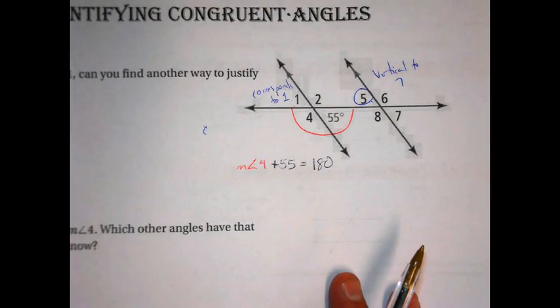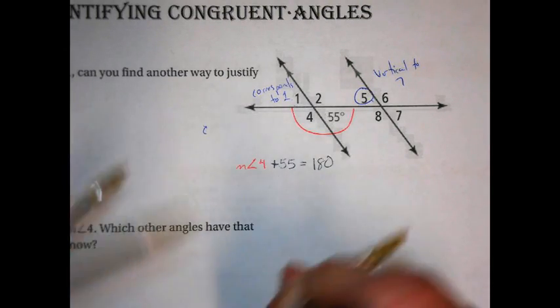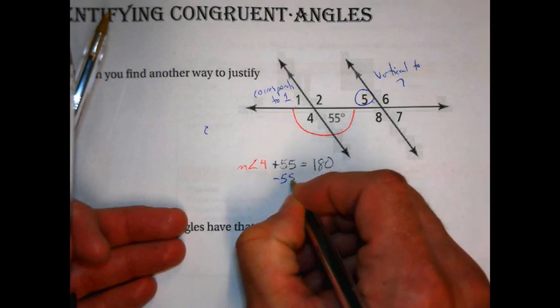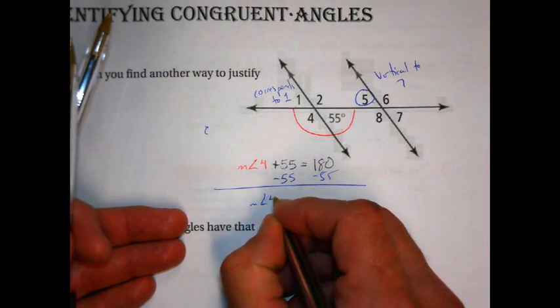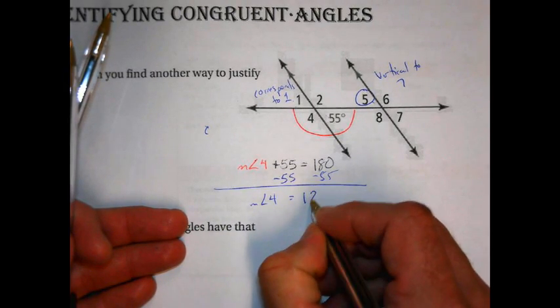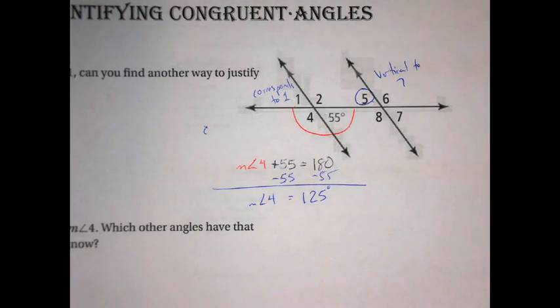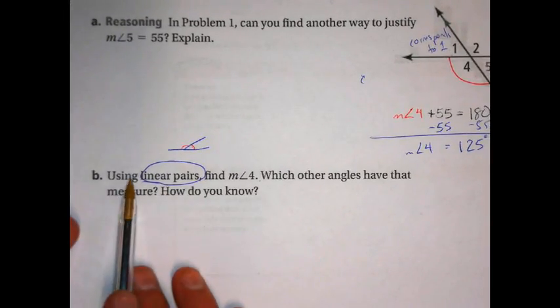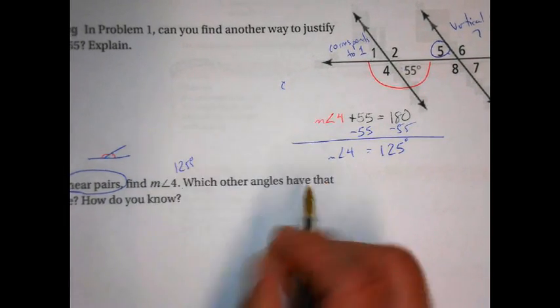So how do we find the measure of angle 4? Very simply, we subtract 55 from both sides, or subtract 55 from 180, and we find out that the measure of angle 4 is, in fact, 125 degrees. Okay, so we now know the measure of angle 4. So using linear pairs, find the measure of angle 4. Done. 125 degrees. Now, which other angles have that measure, and how do you know?